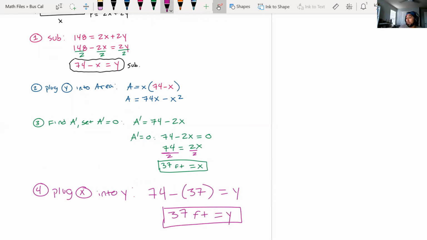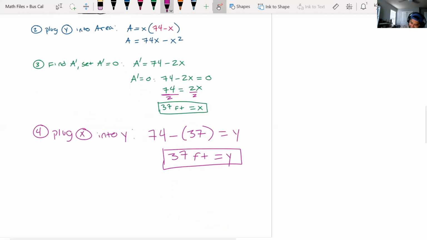Where again, in order to maximize this area, the length needs to be 37 feet, the width needs to be 37 feet, and again, we have a what? Square. A square.